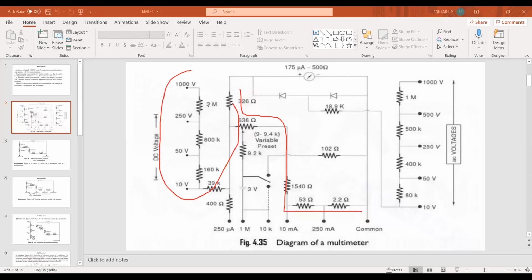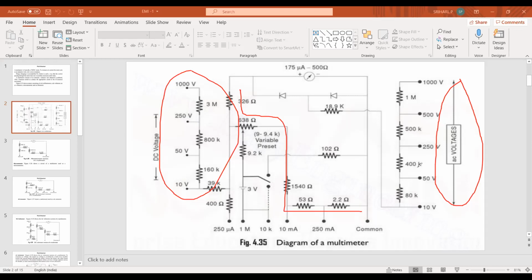This is the already designed part. You are supposed to memorize all these resistors. The first one is 160k, this is 800k, and this is 3M. These are the ranges for the voltages: 10 volts, 50 volts, 250 volts, 1000 volts, like that. This is the range for DC voltage, and this is the range for AC voltage.